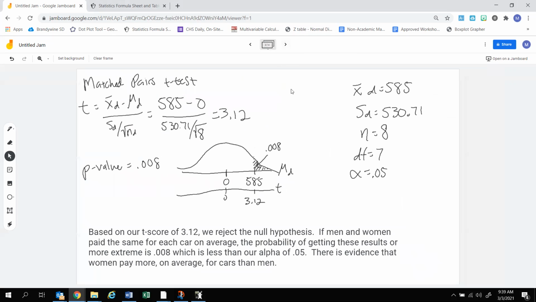N is for name the test. We've named the test twice, actually. We gave both the actual name of it, matched pairs t-test, and we wrote the general formula. So we met that criteria twice. T is test statistic, 3.12. O is for obtained p-value, that's 0.008. M is make a decision. We decided to reject the null hypothesis. And then S is summarizing, where we have a summarization that includes interpreting the p-value.